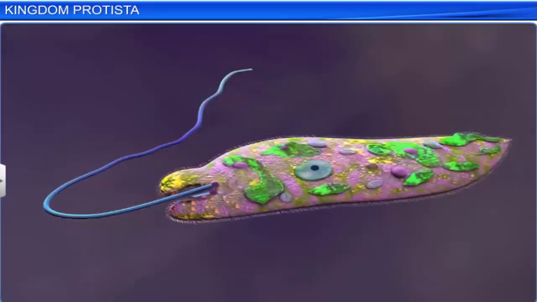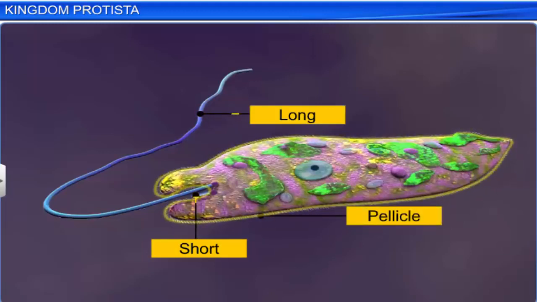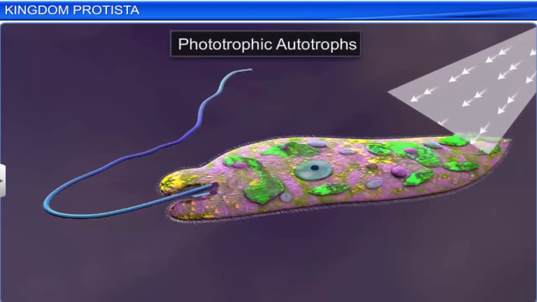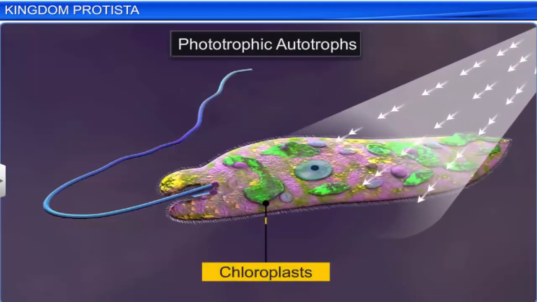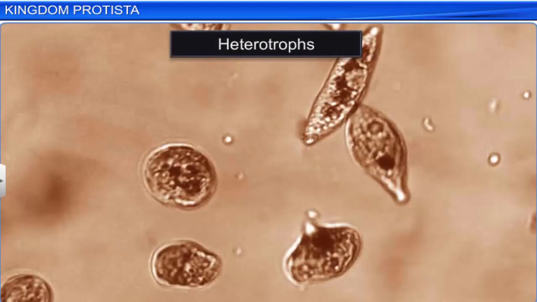Euglenoids too, like dinoflagellates, have two flagella, one short and the other a long one. Instead of a cell wall, euglenoids have a protein-rich layer called pellicle that makes their bodies flexible. Euglenoids are phototrophic autotrophs in the presence of sunlight, since they also have chloroplasts, like plants. However, they behave as heterotrophs in the absence of sunlight.